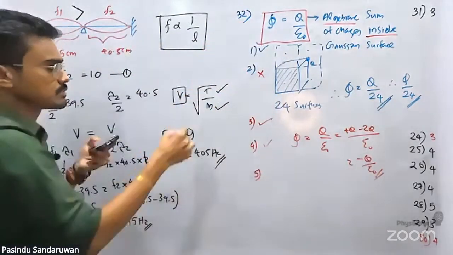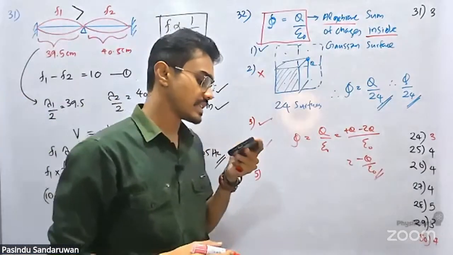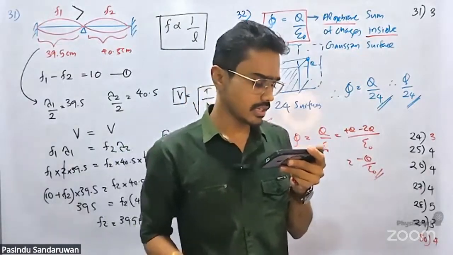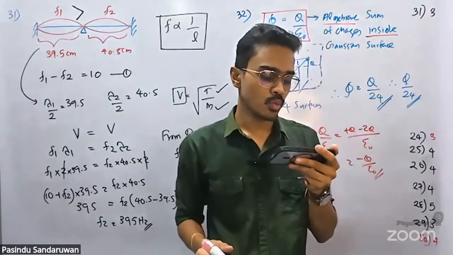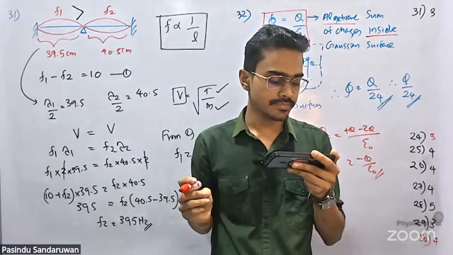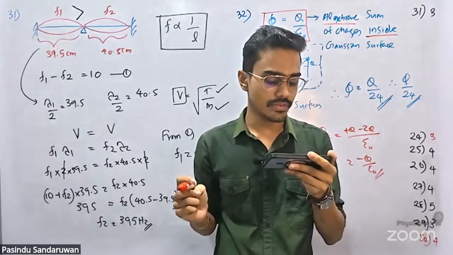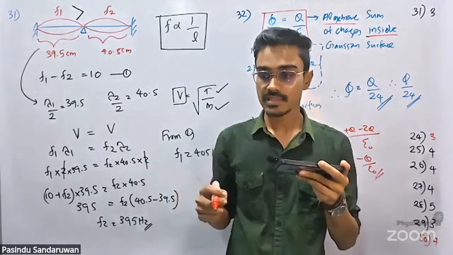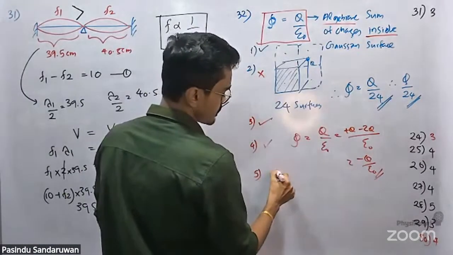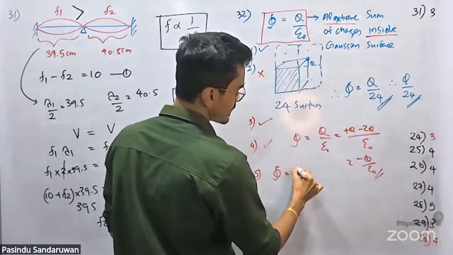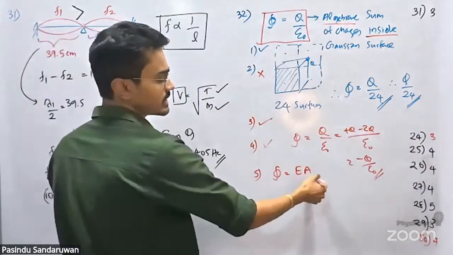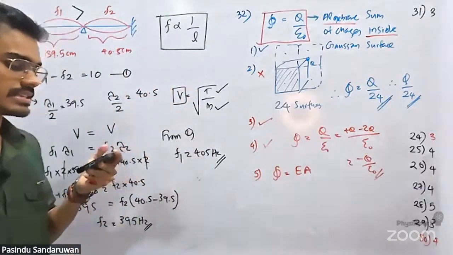Initially, it was q over epsilon naught. The net flux is less than phi when the charge Q is kept in the center of a sphere with radius r instead of a cube. Less. Yes. Why? There is another equation for phi as EA. Phi equals EA, right? So higher the area, higher the phi. Lesser the area, lesser the phi.